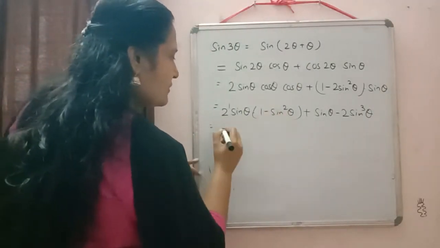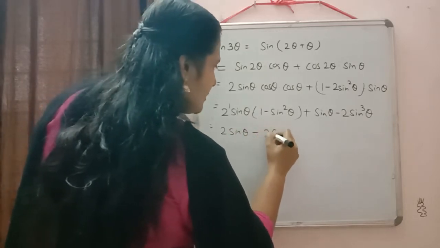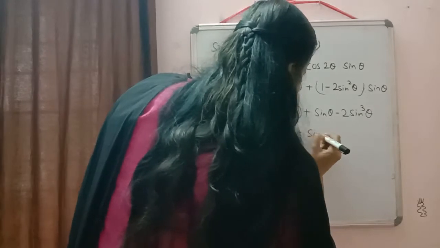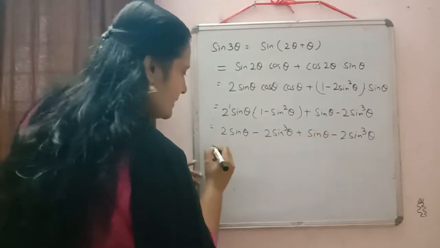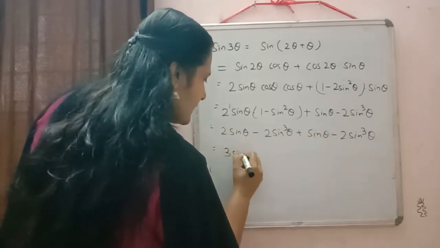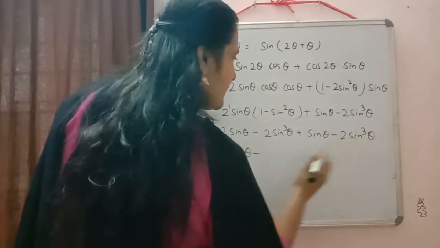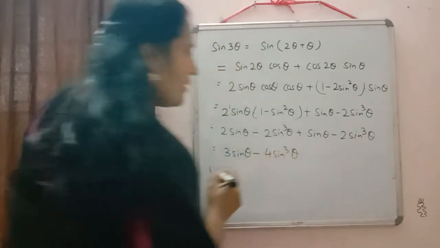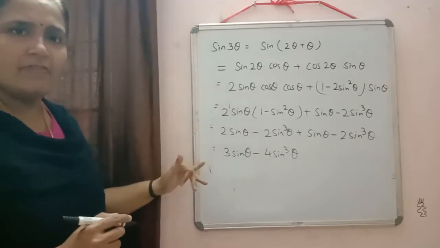Now here also we will do the multiplication, then we will get 2 sin theta minus 2 sin cube theta plus sin theta minus 2 sin cube theta. 2 sin theta plus sin theta will be equal to 3 sin theta, minus 2 sin cube theta minus 2 sin cube theta, so that is equal to minus 4 sin cube theta. So in this way we are deriving the formula.